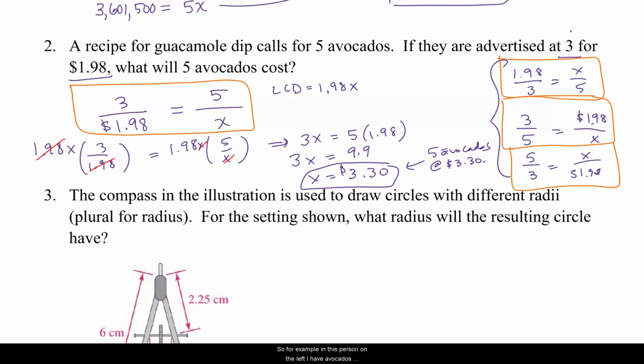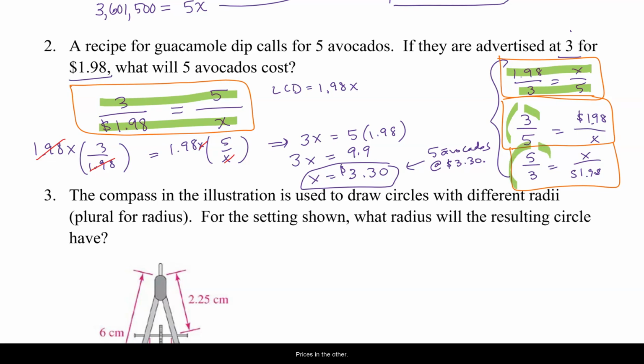So for example, in this first one on the left, I have avocados on the top, and I have their corresponding prices on the bottom. And if I look in the first proportion over here on the right, I again have avocados together, and I have prices. The fractions are just inverted. They are the reciprocals. But I still have like things in like places. If I look at the next 2 equations, you can see that we have the avocados in one fraction and the prices in the other. But again, it goes back to like things in like places.